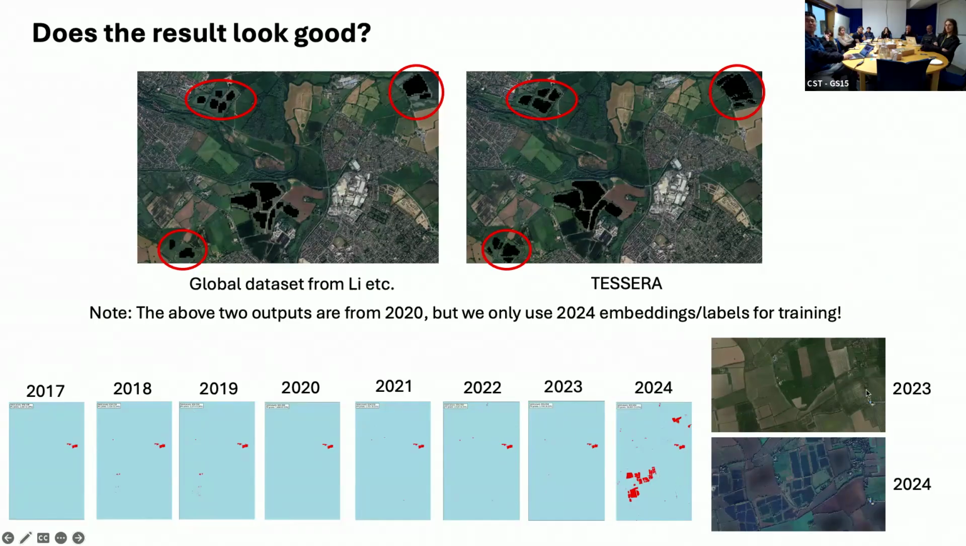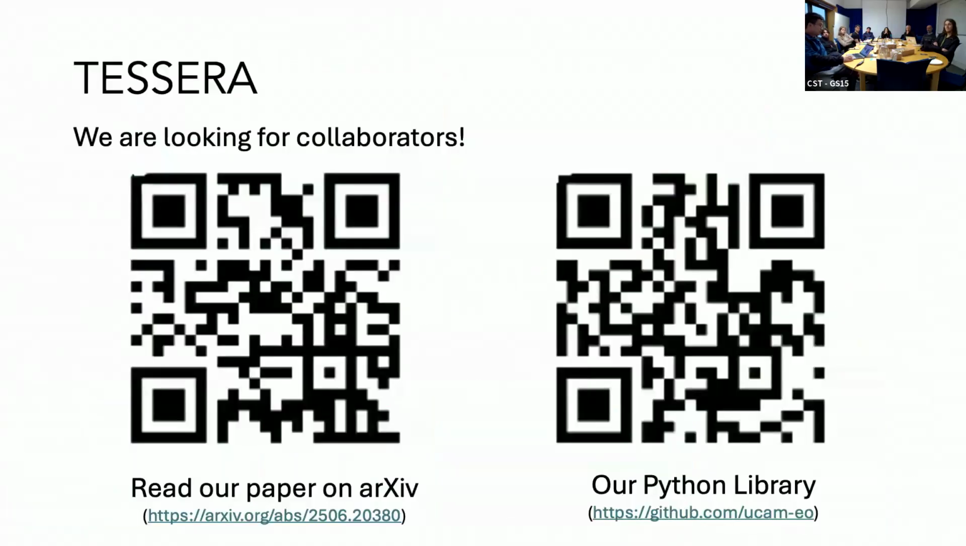So I just went to Google Earth and checked that. Well, this is true. This is not a mistake. So indeed, in 2024, there are more PV panels installed. And also, this place is in Scotland, so we don't have training data there. That means we only use data near London for training, but still the model can generalize to Scotland. So yeah, this is super cool.